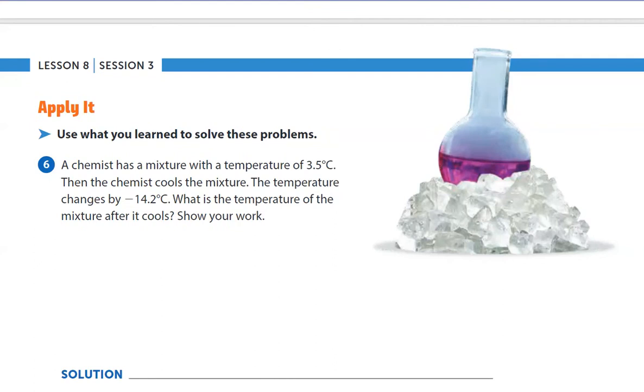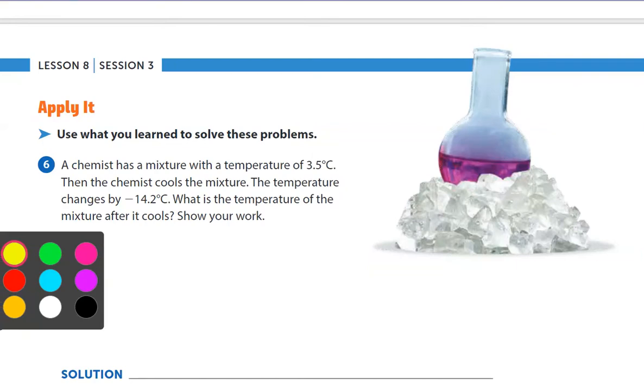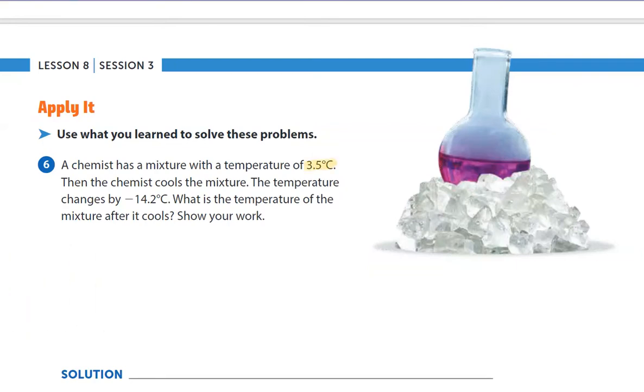Number 6. A chemist has a mixture with a temperature of 3.5 degrees Celsius. The chemist cools the mixture on this very cool looking ice pile, and the temperature changes by -14.2 degrees Celsius. So it went down by that much. What is the temperature of the mixture as it cools?